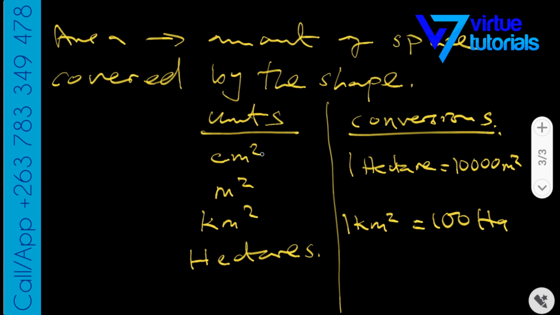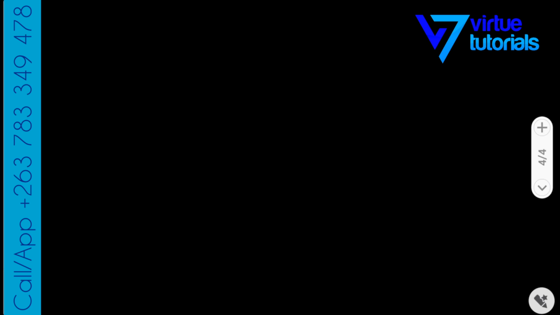So our common units: centimeters squared, meters squared, kilometers squared, hectares. These are the common ones, not the only ones. And some conversions which I've seen in quite a number of papers: 1 hectare is 10,000 meters squared, and 1 kilometer squared is 100 hectares. For area, you need different formulas depending on the shape. We're going to go through 6 basic shapes and look at the formulas for finding the area of those shapes.